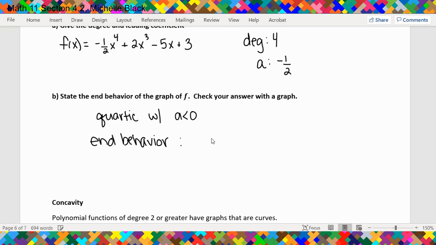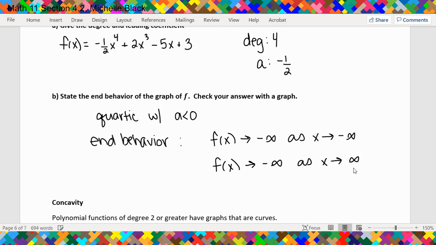And an even nicer way to write this is f of x goes to negative infinity as x goes towards negative infinity. So for small x values, I'm going towards negative infinity. And again, my graph still approaches negative infinity even as my x values get very large.